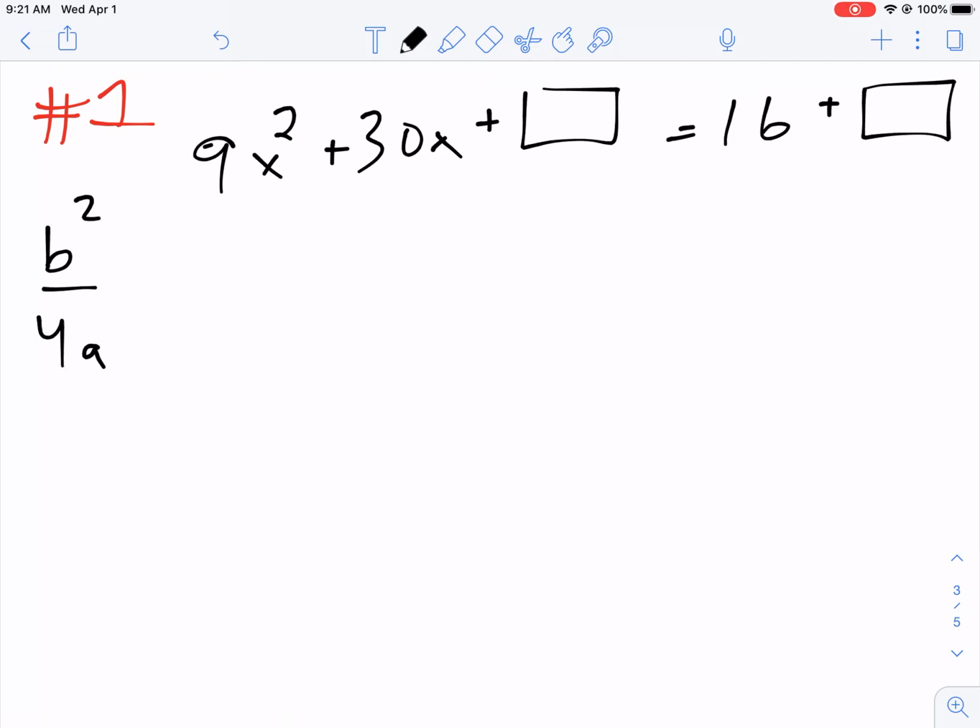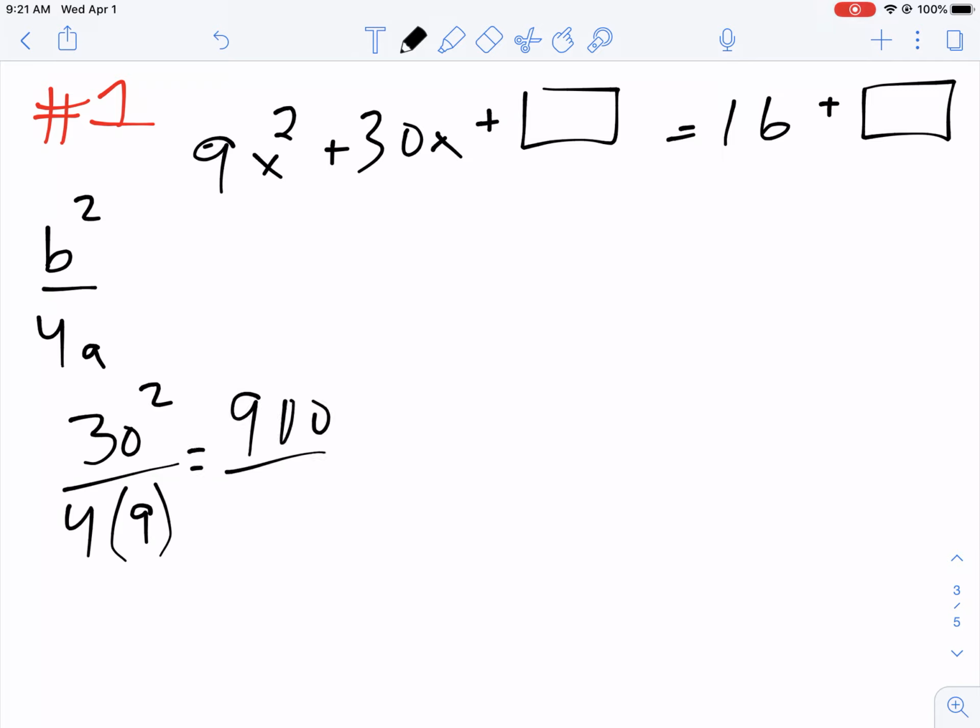So our b right now is 30. So we're going to do 30 squared divided by 4 times our a, which is 9. So 30 squared is 900. 4 times 9 is 36. So 900 divided by 36 is 25. So what we're going to have to do is add this to both sides. So here's plus 25 plus 25.